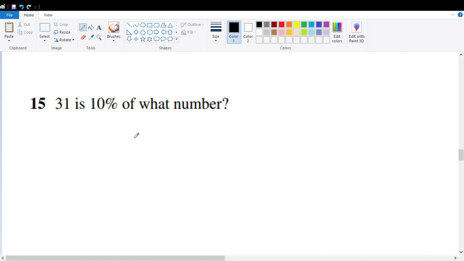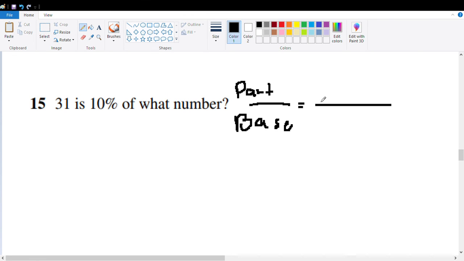Now let's do number 15. 31 is 10% of what number? So in this case, this is a bit difficult if you don't know what to do. But good thing is I taught you guys a good way to do this kind of problem. It's part over base is equal to percent over 100. That's basically it.